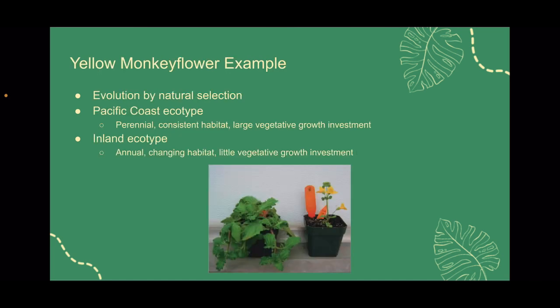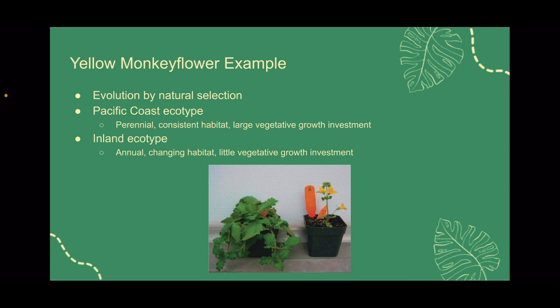Yellow monkey flower example. Through experiments by David Lowry and John Willis in 2010, it was proven that the yellow monkey flower, scientifically known as Mimulus guttatus, is an example of evolution by natural selection. There are two distinct ecotypes in western North America that this species lives in. One on the Pacific coast, where the species exhibits a perennial life history, living year-round in consistently moist soil, and invests a large amount of energy in early season vegetative growth with late summer flower production. This type can be seen on the left.